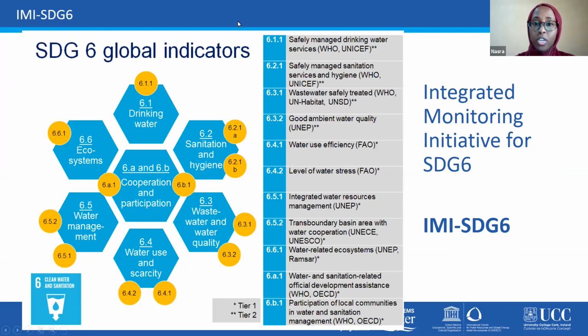The UN Environment Programme is responsible for 3 of the SDG 6 indicators, which are 6.3.2 on water quality, and 6.5.1 on integrated water resource management, and also 6.6.1 on healthy freshwater related ecosystems. Here, our aim is to support data collection and analysis, and also support policy and decision makers at all levels to use this data. Next slide, please.